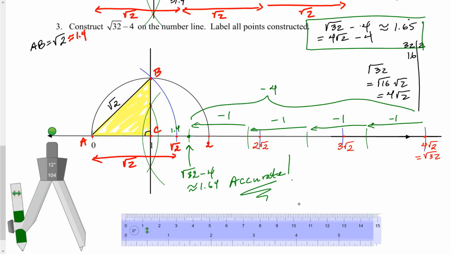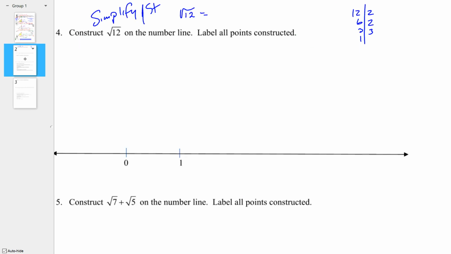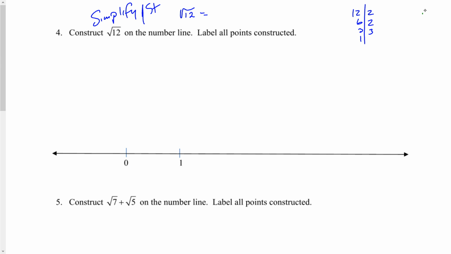Now, there are more things to do. You have more things to try and realize here. So in these next constructions, these are ones that are a little bit different here. All right, and I'm not going to do all these constructions. You can. All right.